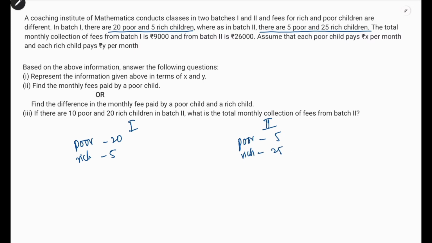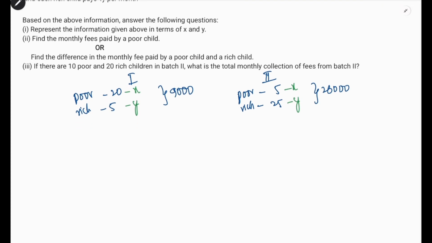If the total monthly collection of fees from batch 1 is 9,000, and from batch 2 it is 26,000. Assume that each poor child pays X rupees per month and each rich child pays Y rupees per month. Now, based on the above information, answer the following questions.